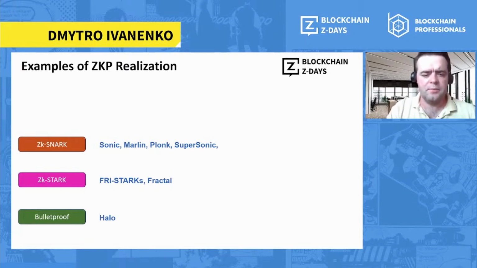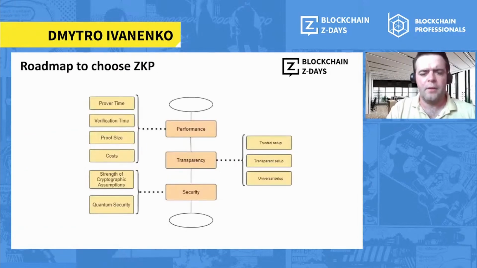Next, after my research of these protocols, I got this roadmap. If you can answer a serious question, maybe a lot of questions, about the characteristics of your application and your system that the protocol should have, you will get categories and possible realizations. Okay, let's take a look at this roadmap.